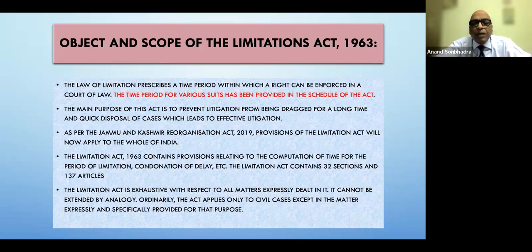Ordinarily, this act applies to civil cases except in the matters specifically provided for that purpose. So we will see and discuss what are the exceptions, what are the nuances going forward.